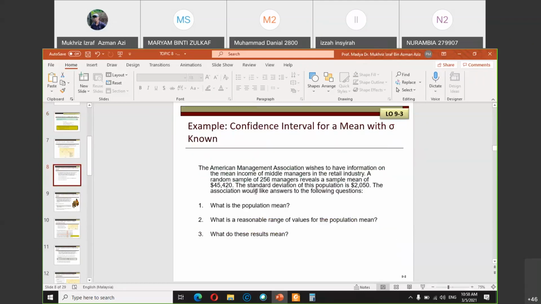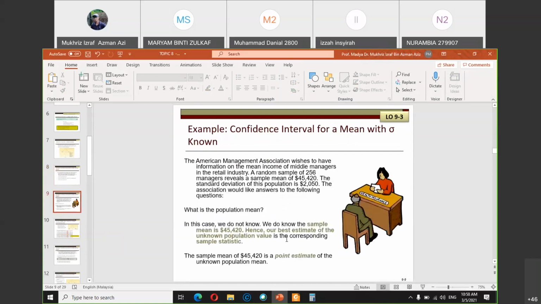So for this one, your N is 256. The mean will be 45,420. The sigma, the standard deviation of this population, you can see that the words here mention standard deviation of population, which is the sigma, is 2050. And then you want to calculate, what is the population mean? What is the reasonable range of values for the population mean? What do these values mean?